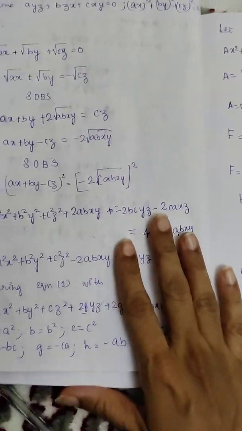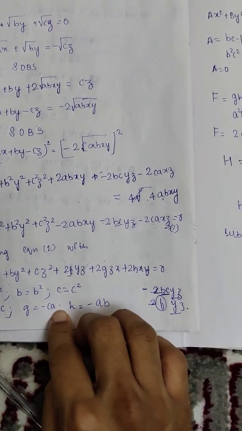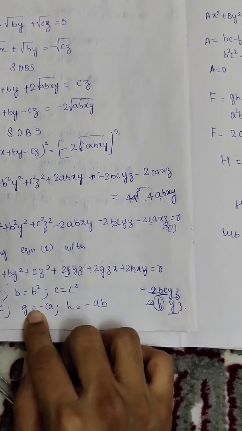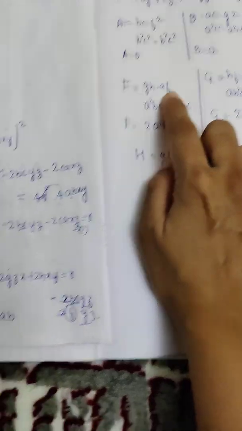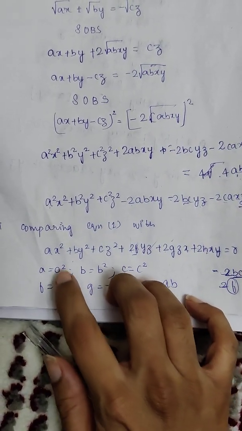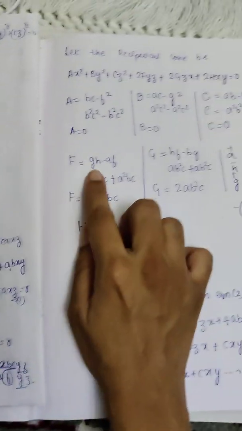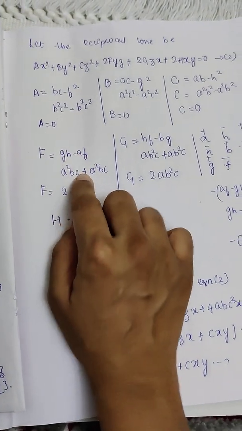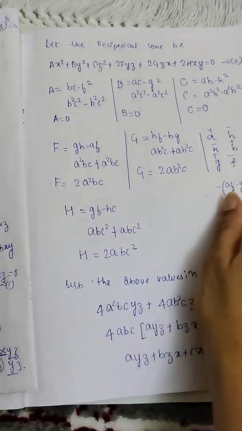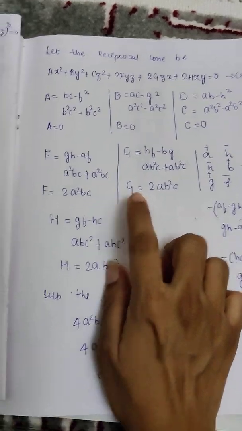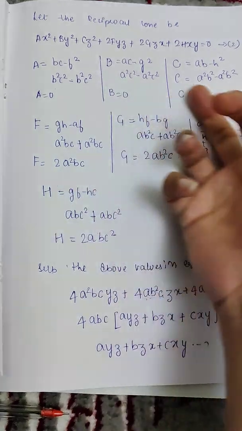So G into H, I will write down G into H. A into A will become A square. Minus into minus is going to become plus BC. So A square BC minus AF. So it's going to be minus A square BC minus A square BC. Minus into minus is going to become plus A square BC. So it becomes 2A square BC. Similarly, this is going to be your G. Similarly, this is going to be your H. So I got all the values of capital A, B, C, F, G, H.